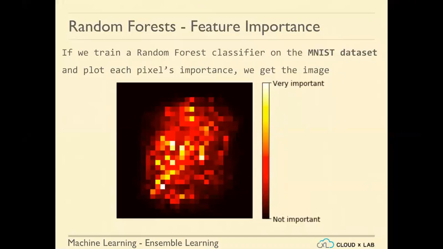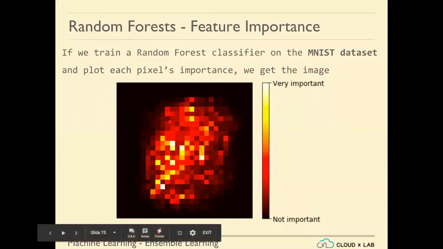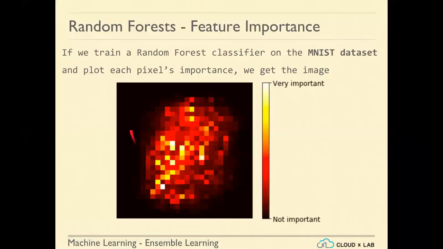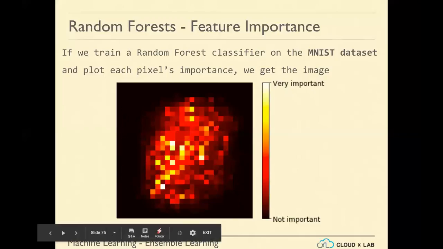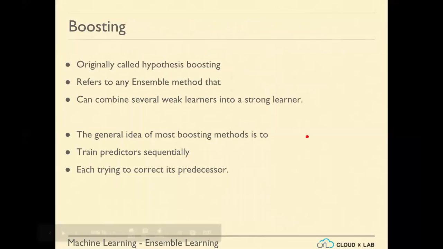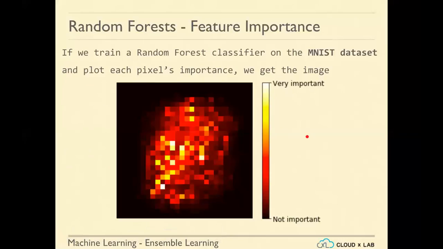Great. So you see that these pixels are very important, while these pixels are somewhat important, and these pixels are also important, but these pixels are not at all important. So this was the idea of feature importance.